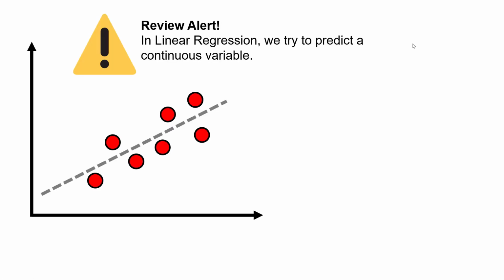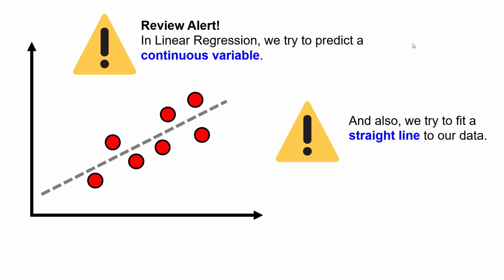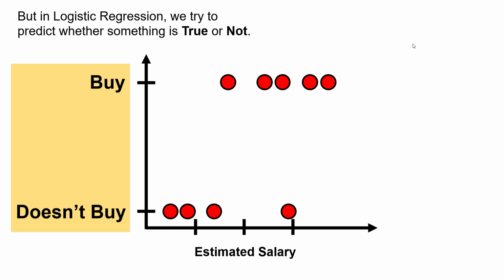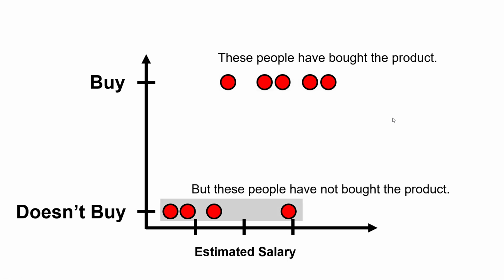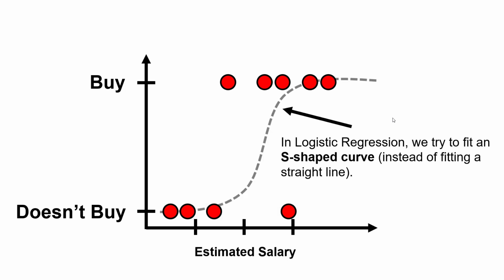Review alert. In linear regression, we try to predict a continuous variable, and we also try to fit a straight line to our data. But in logistic regression, we try to predict whether something is true or not. For example, these people have bought the product, but these people have not bought the product. In logistic regression, we try to fit an S-shaped curve instead of fitting a straight line.